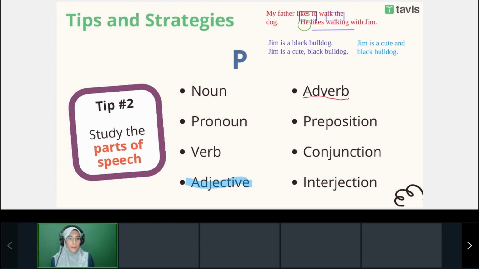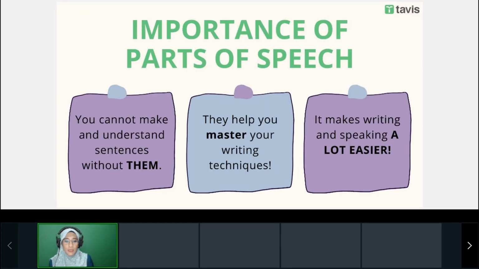Okay. Welcome back, everybody. Just now we were talking about our tip number 2. I hope that you got your notes on your parts of speech. We have been writing a lot just now. Okay, move on to the next one. I already mentioned why parts of speech are important. So please remember they are essential for your speaking, especially for your writing as well.